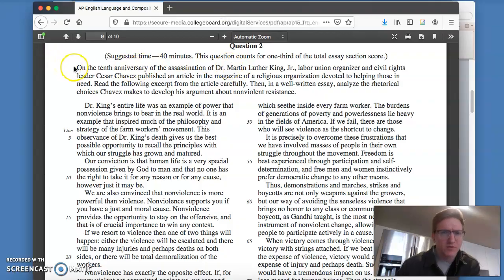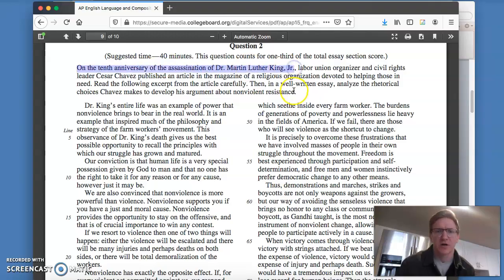Okay, so let's go over the introduction paragraph. Everyone please go to question 2, the introduction paragraph. Please remember that the introduction provides us really important context when we want to analyze writing rhetorically. So right from the beginning, if I'm reading this and I'm trying to plan out my essay, right from the beginning, on the 10th anniversary of the assassination of Dr.